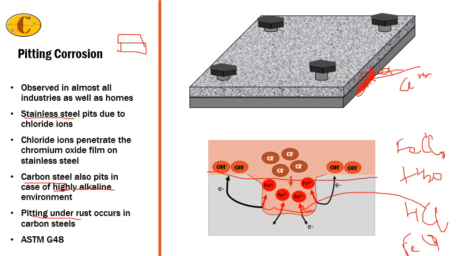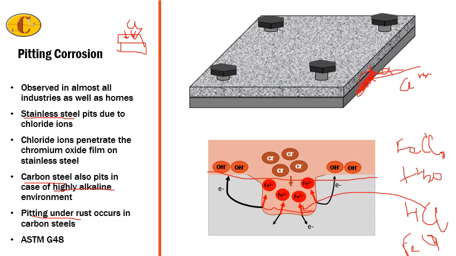Now, if in this case we consider stainless steel, it has a protective oxide film. When this protective oxide film comes in contact with chloride, the chloride ions can penetrate through the oxide film because it is not compact. It is porous, and it allows moisture and chloride ions to go inside.